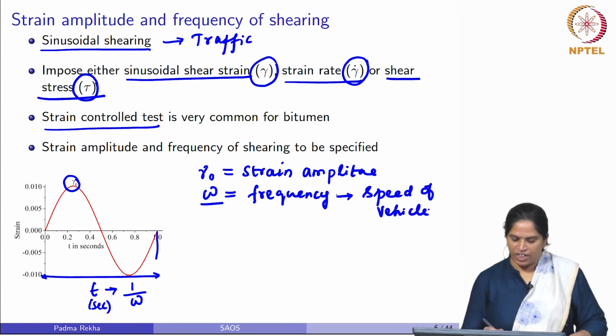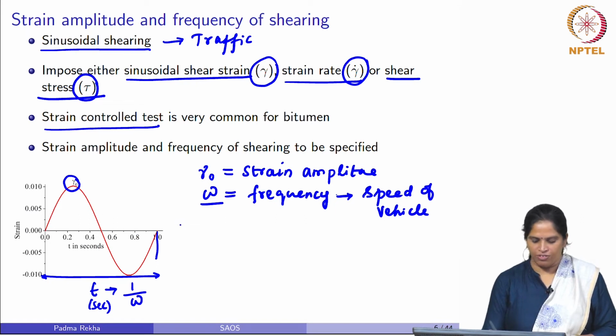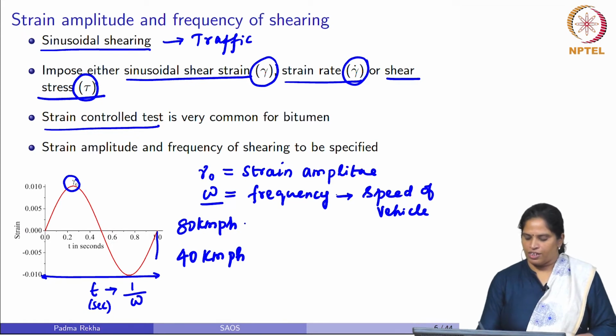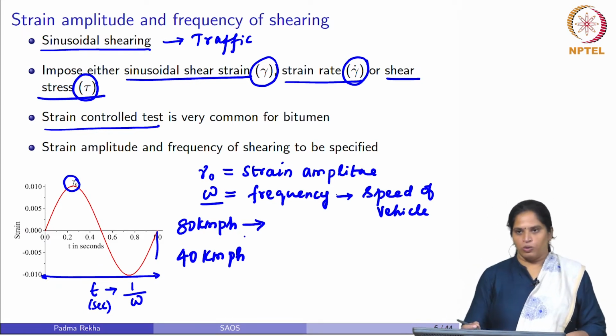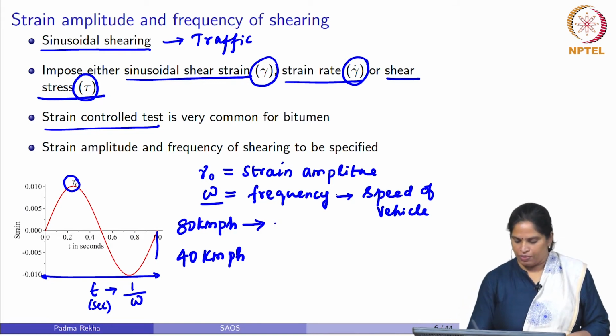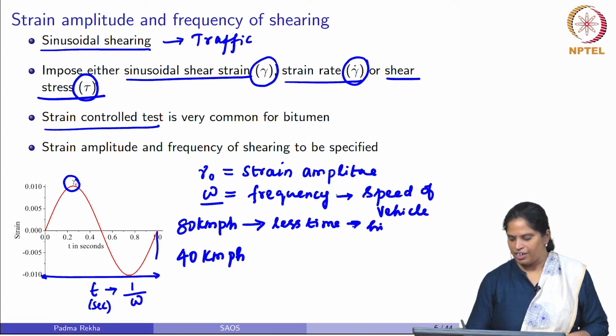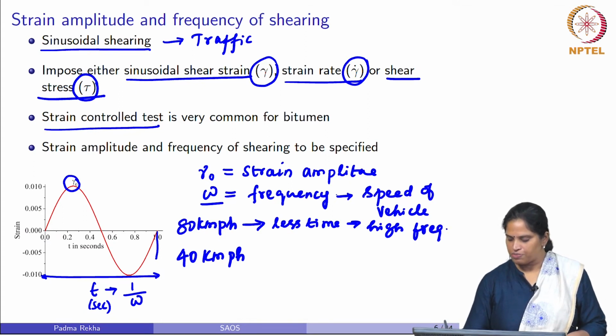When a vehicle is moving at a relatively faster rate, say for instance 80 km per hour and 40 km per hour, if you consider both these cases, when the vehicle is moving at the faster rate of 80 km per hour, the time at which the material is loaded will be less. So, less time, or otherwise high frequency. Inverse of time is frequency.